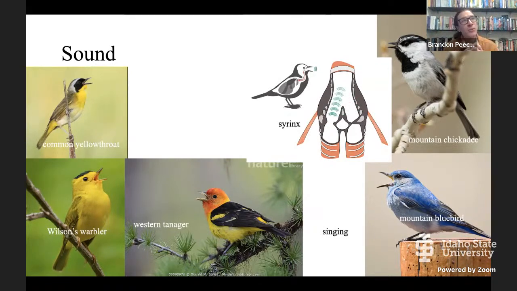Non-songbirds that also do a lot of noise making, like a grouse, can puff up a big air sac and go boom, boom, make kind of bouncy noises. This syrinx, though, is very specific to songbirds, so passerine birds, so the bluebird, chickadee, the birds you're seeing here.